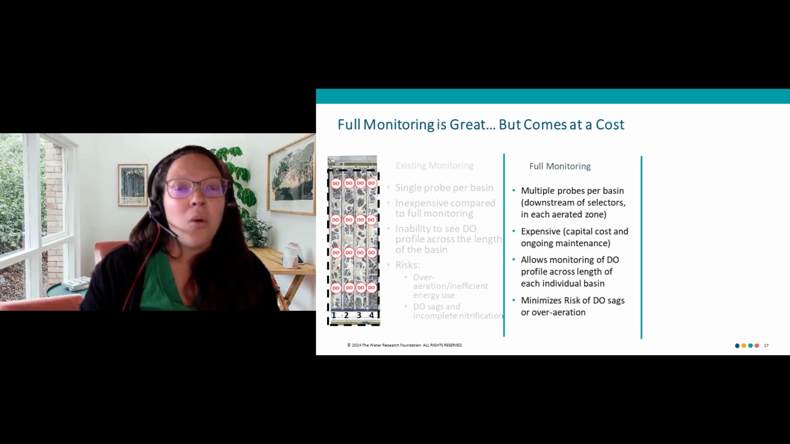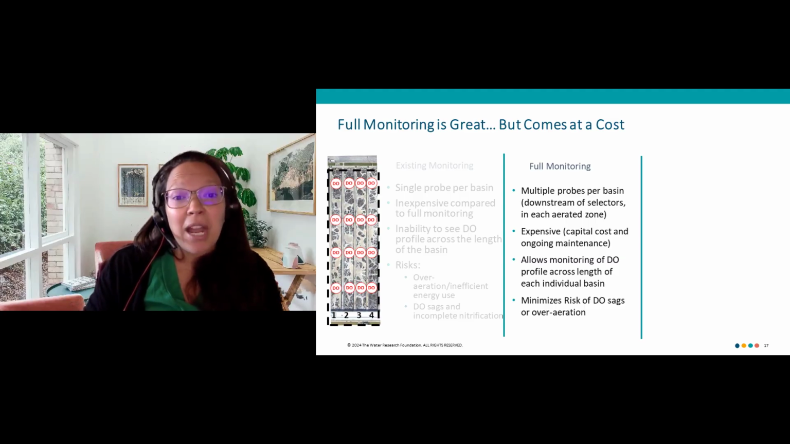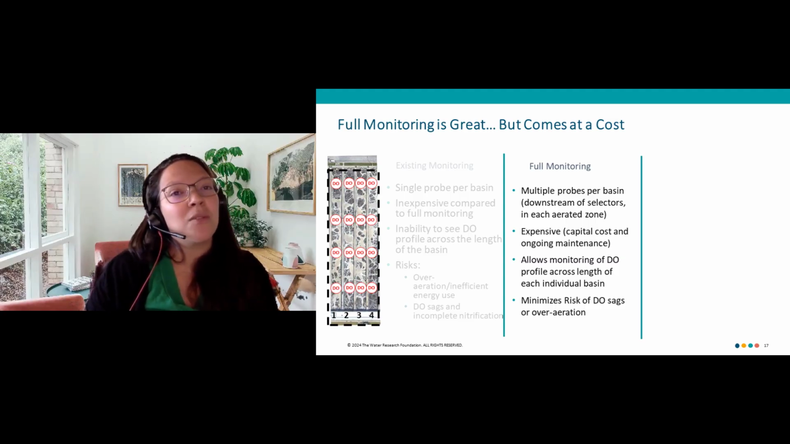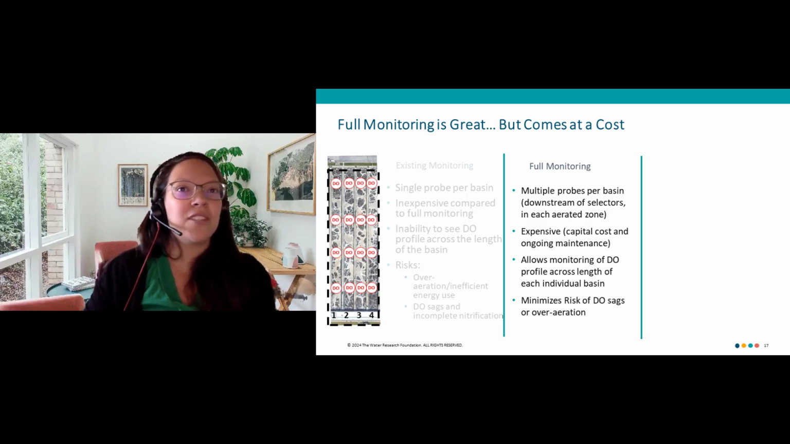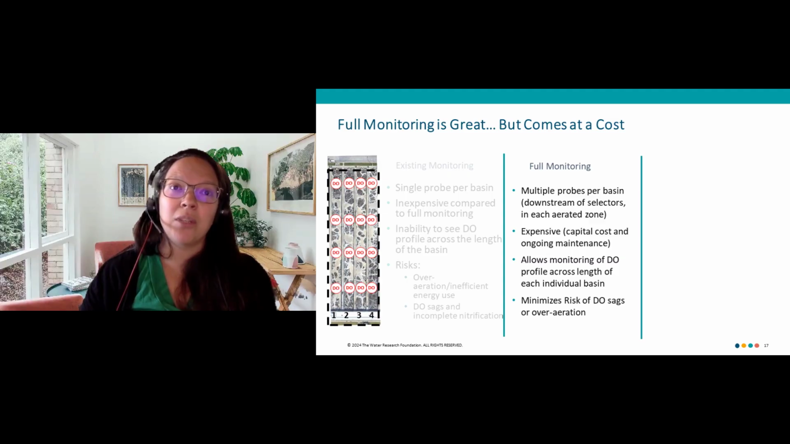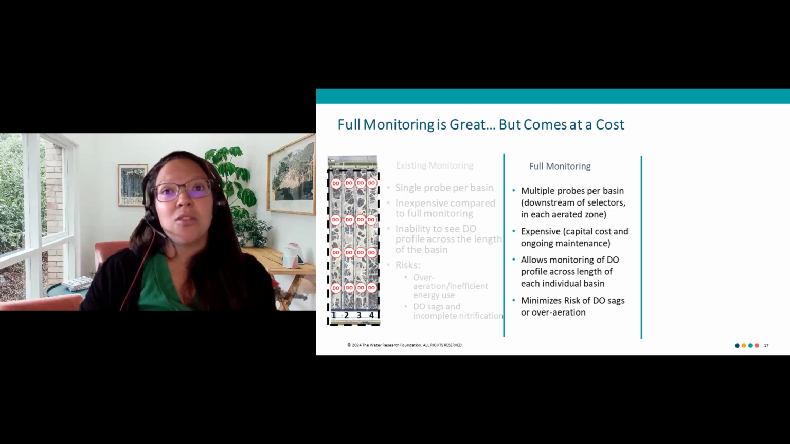The other side of the coin is full monitoring, which is great, but it comes at a cost in terms of capital and O&M. It does allow you to see profiles across the length of each basin, and this can be important for some facilities with low nutrient limits who also have an uneven flow and load split between their basins. For example, the extensive instrumentation used at Pomona really highlighted their uneven flow split and how one of their basins was impacting their overall performance. But again, it's more expensive.